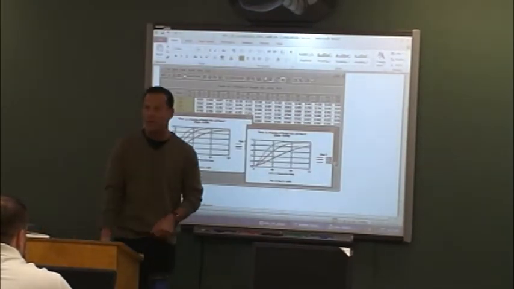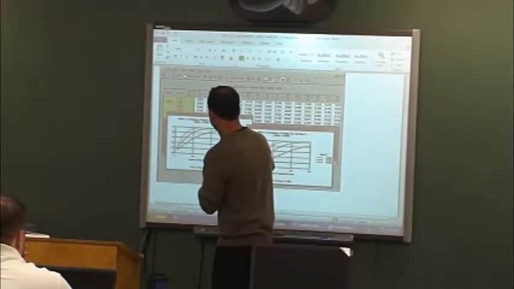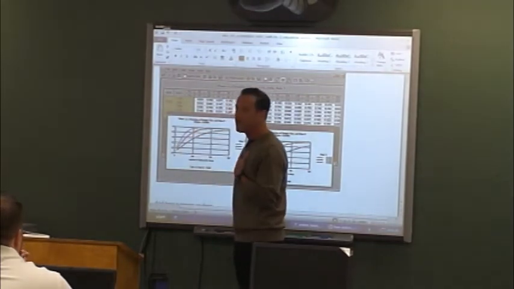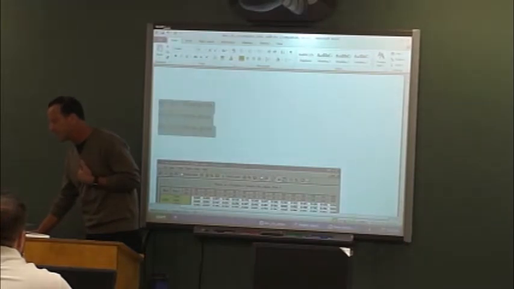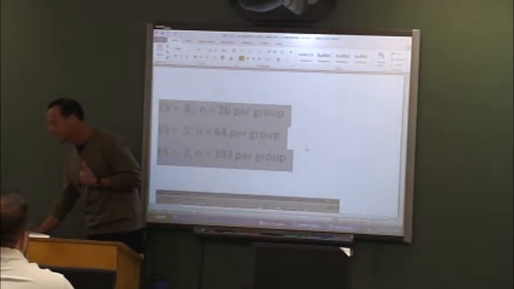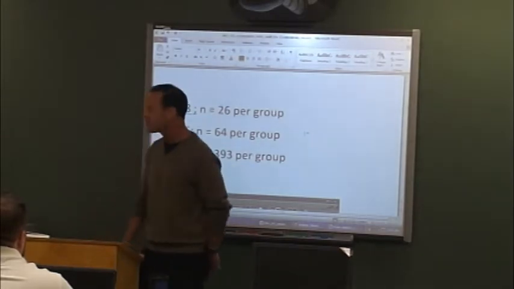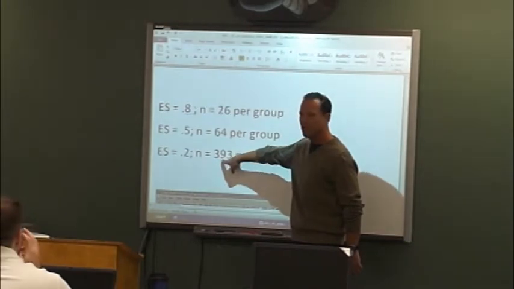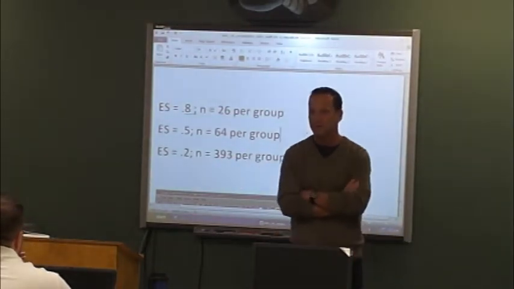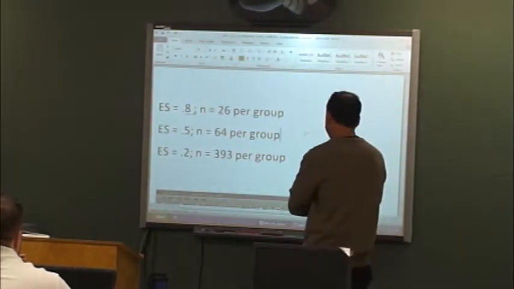So you can use software to get an idea of how many people you need. How many you need per group. You can do small, medium, large, and boy, the sample sizes can be radically different, everybody. Look at this. If you have a large effect size for 2 groups, wow, you only need 26 per group. Piece of cake, 52 people. Medium effect size, 64 per group. Small, how about that? 786 people. It's really different, isn't it? It's radically different. So you've got to have an idea.